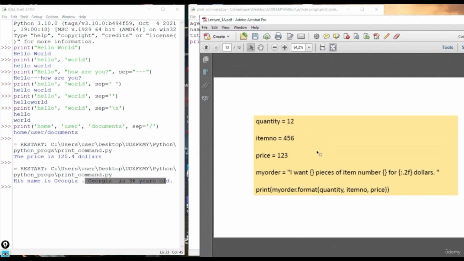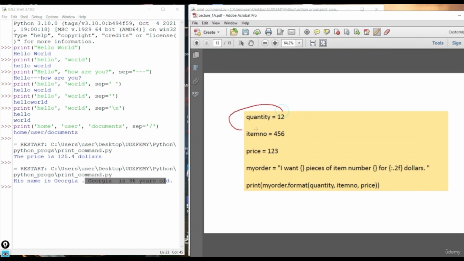Another example illustrating the use of the format in print statement. Now we have 3 variables. They all hold integers, and here I have a string. I want curly brace pieces of item number, another curly brace for, and we have a colon dot 2f, then dollars. Then we use print statement like this. My order, this is the string, format, quantity.